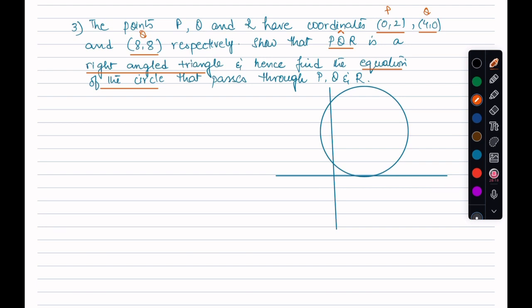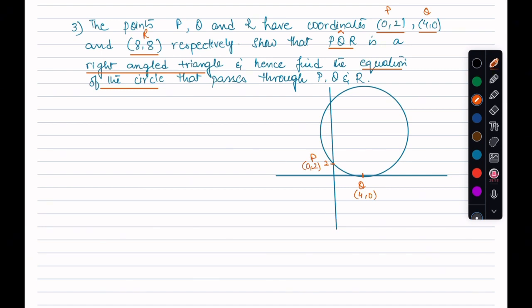So if I just start marking my coordinates, P is (0, 2), meaning it lies on the y-axis. Therefore, P lies here with coordinates (0, 2). The y-intercept is 2. Q is (4, 0). Therefore, Q is here with coordinates (4, 0), lying on the x-axis. And there is a point (8, 8) as well, which is point R. So they have said that PQR is a right angle triangle, and we are dealing with a circle.